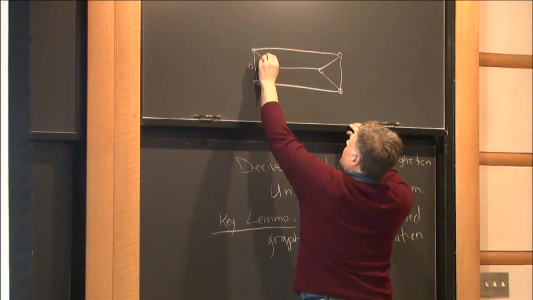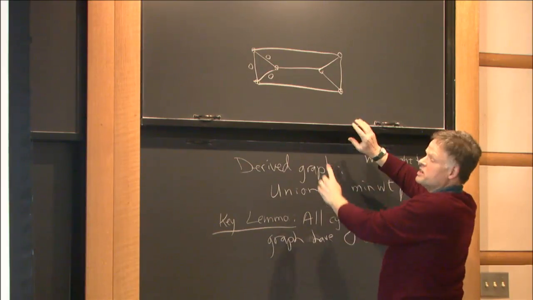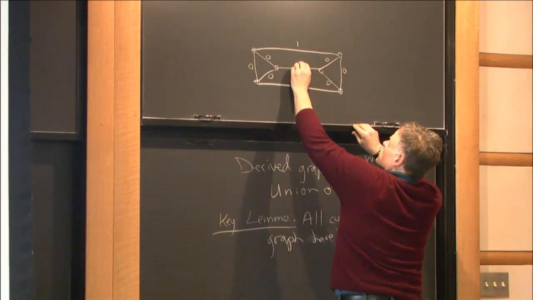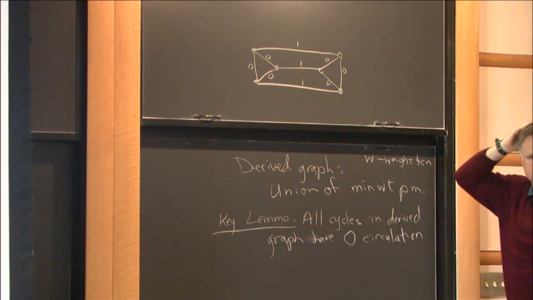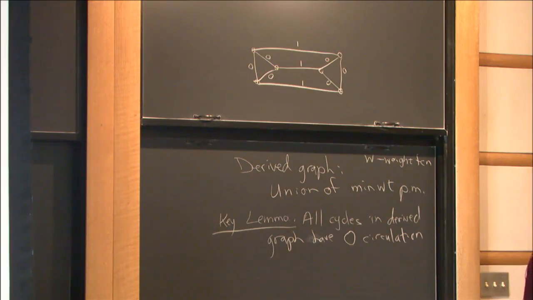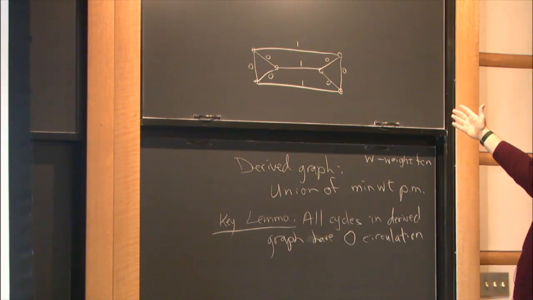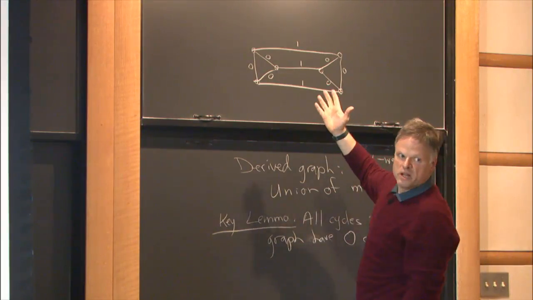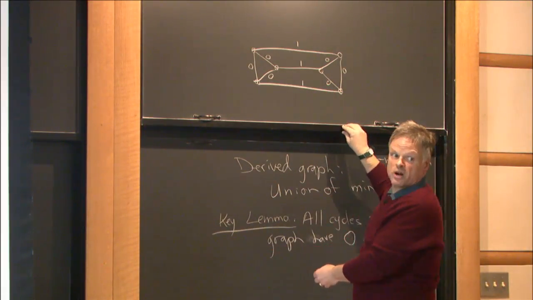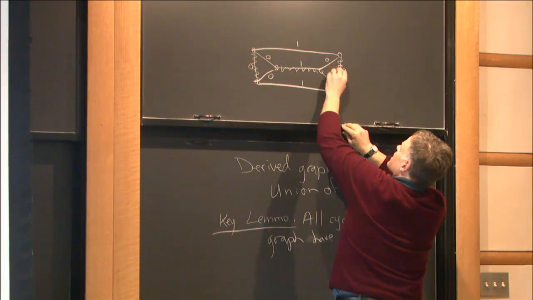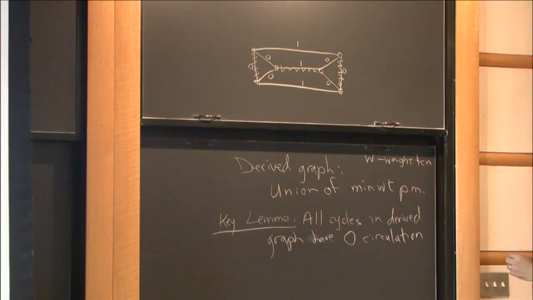So we put zero weight on those. It's like a prism. We put zero weight on the end edges, and we put one weight here. If you take this graph and you take its derived graph, the minimum weight perfect matchings have weight one, and you get, for example, by taking that edge and that edge, weight one. You get all edges back.